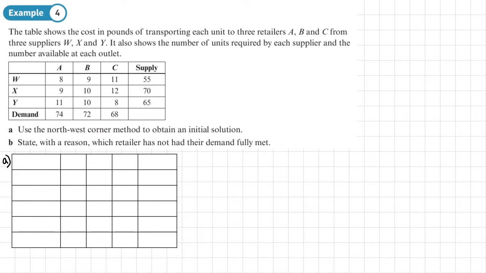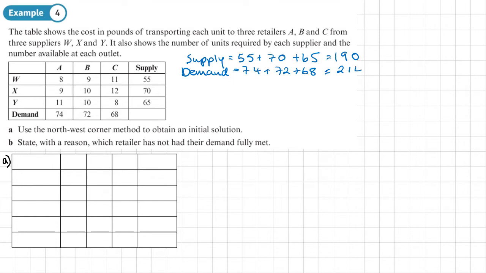So first of all, we'll work out the amount of supply available, which is going to be 55 plus 70 plus 65, and that gives us a supply of 190. Then we'll check the demand, and the demand is 74 plus 72 plus 68, and that adds up to 214. So that tells me that my problem is unbalanced.